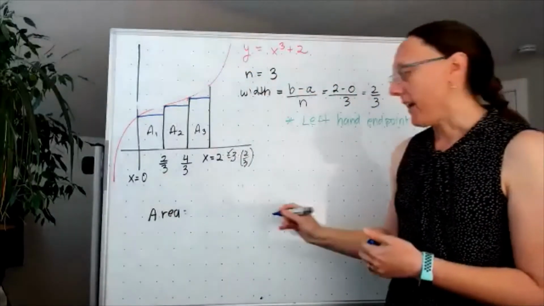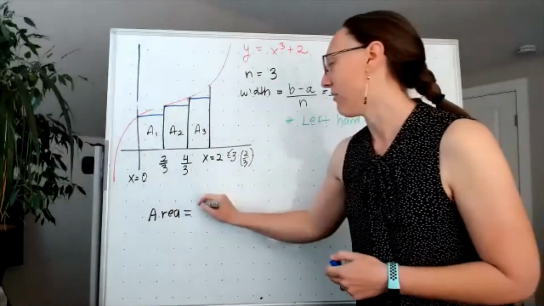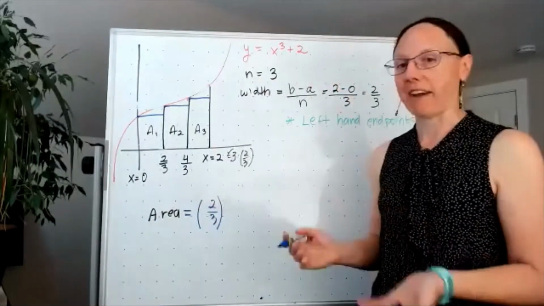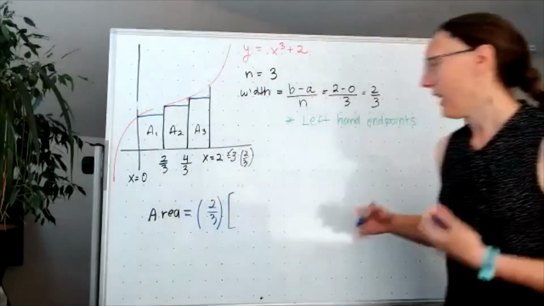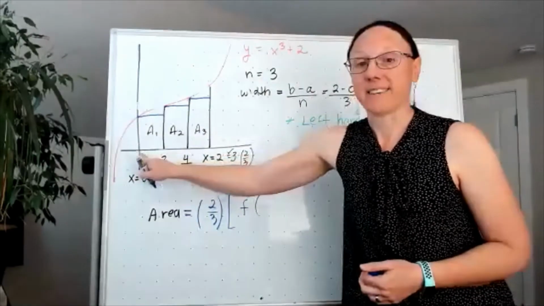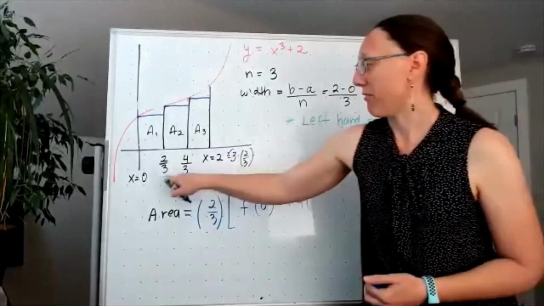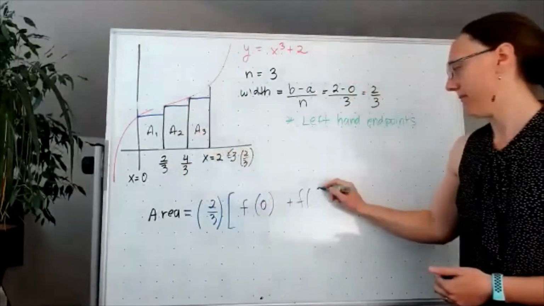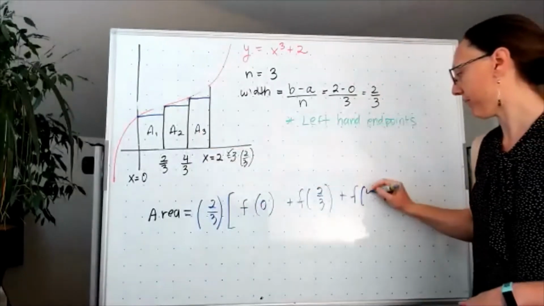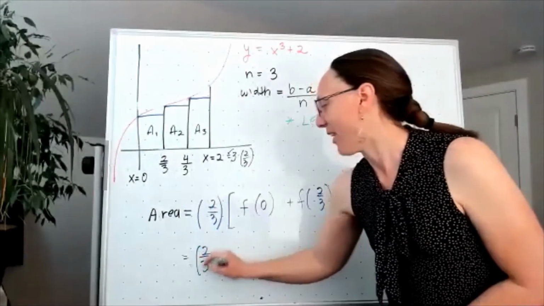So when we go to do our area, and I said I was going to factor it differently this time, each of them has a width of 2/3. So I can go ahead and factor that out in front. And then this would just look like I need the height using the left-hand side of my first interval. So plugging in 0 for x. And then the left-hand side of my second interval. And the left-hand side of my third interval. When I plug those in, I will make sure to cube them all this time.